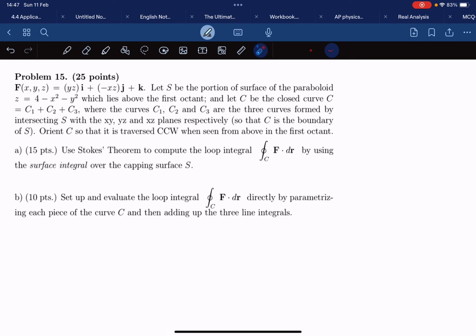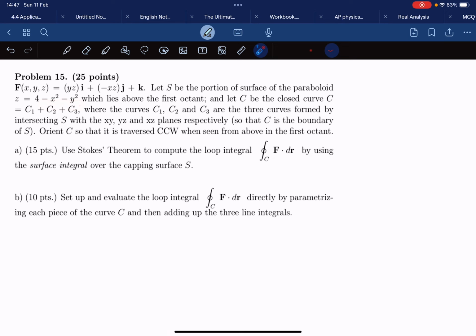So we have a vector function, yz i plus minus xz j plus k, and let S be the portion of the surface of the paraboloid z equals 4 minus x squared minus y squared. So whenever I see x squared minus y squared in something like this, I'm always going to think back to cylindrical coordinates, and which lies above the first octant.